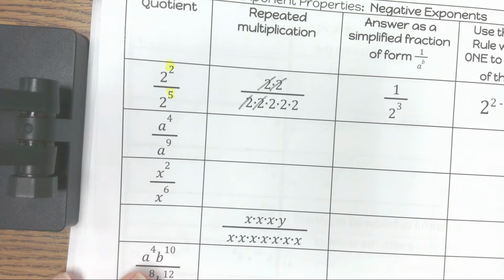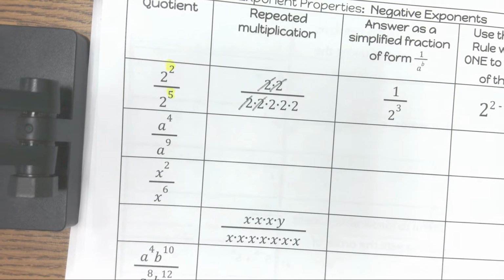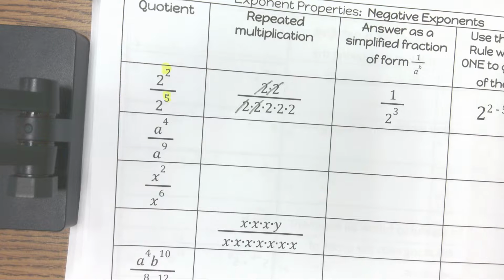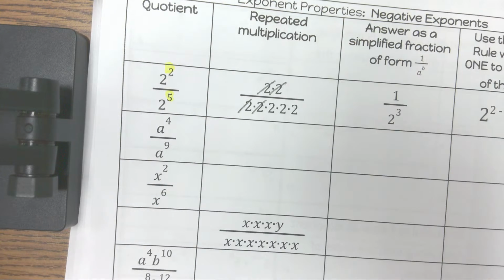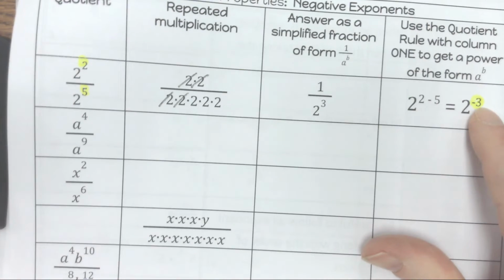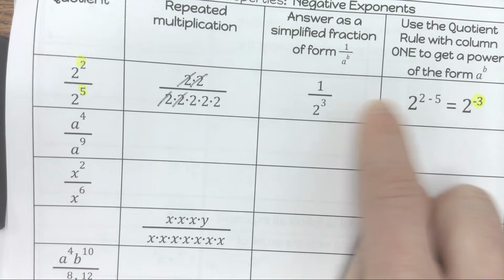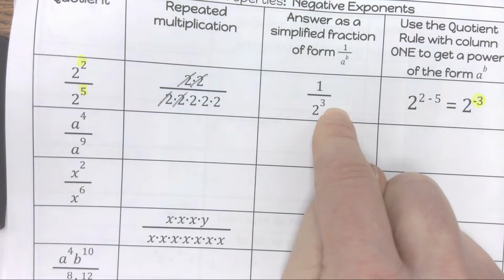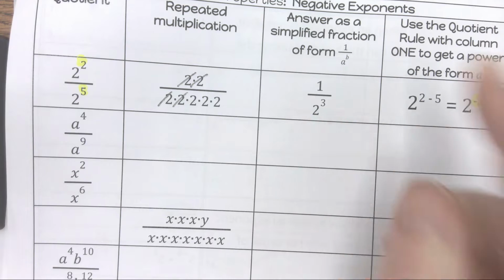So what I want to point out to you is that when you have a fraction raised to a negative exponent, that moves it from the numerator to the denominator of the fraction. All right, let's do another one.